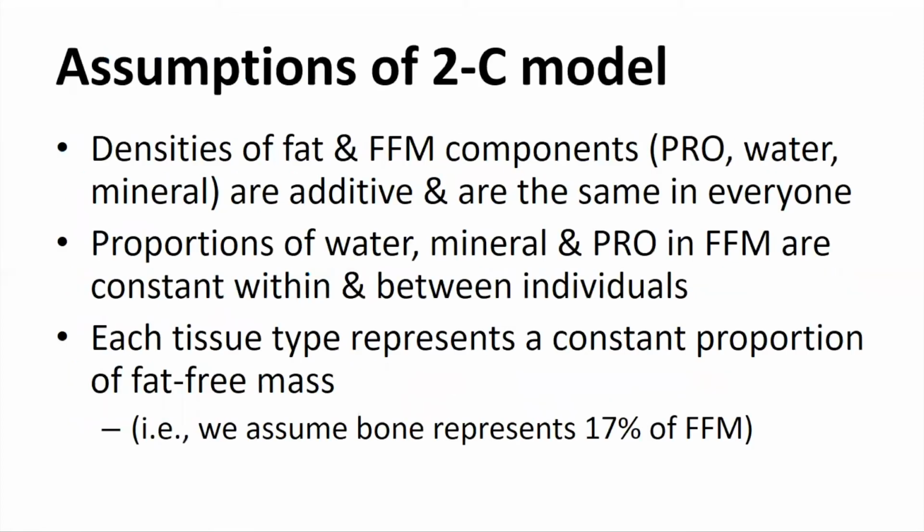There are assumptions of this two-compartment model, one being that the densities of fat and the fat-free mass components are additive and the same in everyone. We know that this is not true. For example, in African Americans, we know that their bone density is denser than the bone density of Asians, for example. Another assumption is that the proportions of water, mineral, and protein in fat-free mass are constant within and between individuals, which we also know there are ethnic and racial differences. And each tissue type represents a constant proportion of fat-free mass.